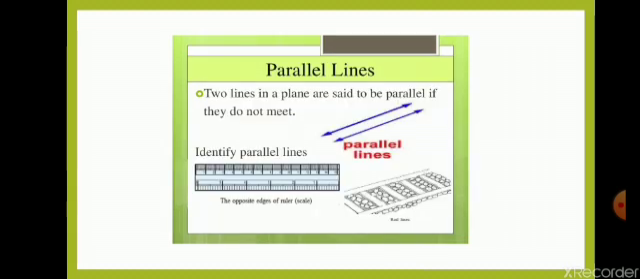We say L1 and L2 intersect at P. Other topic is parallel lines. What are parallel lines? Lines that do not intersect at any point even on extending in both the directions are called parallel lines. We also say two lines in a plane are said to be parallel if they do not meet. Look at these pictures. First example is a scale and second one is rail lines.